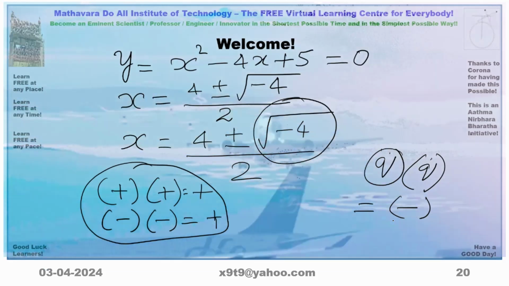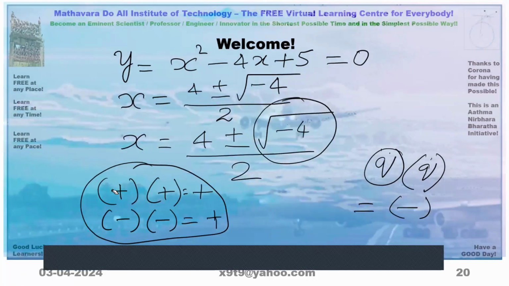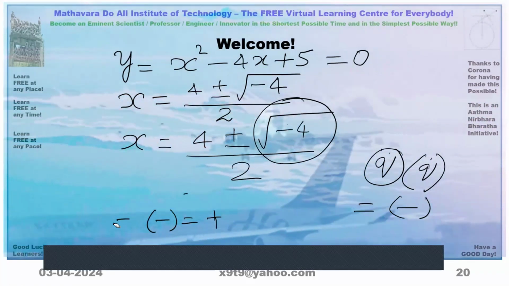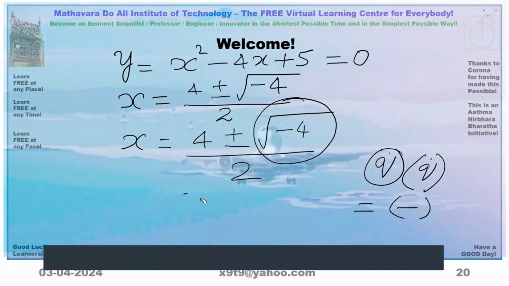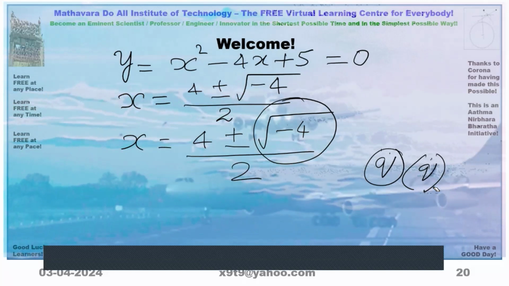You will not, is it not? Can you imagine some number which when multiplied by itself gives a negative answer? You can't, is it not?